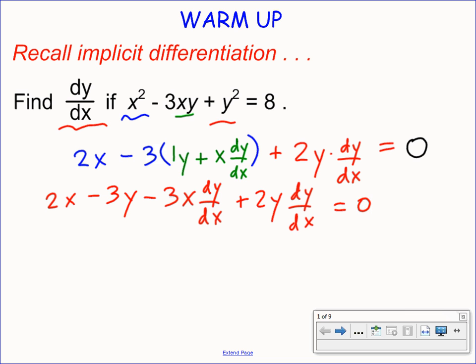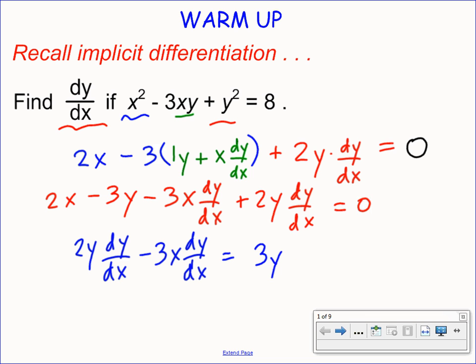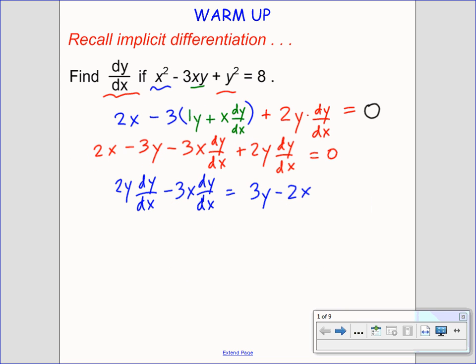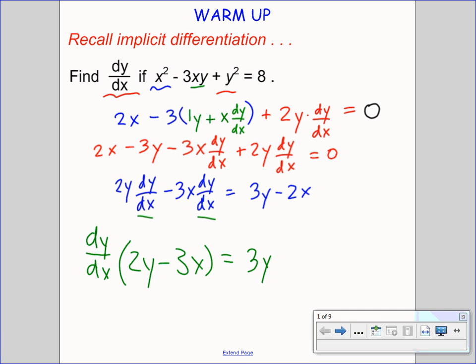So it looks to me like we want to keep this 2y dy dx. We're going to want to keep this negative 3x dy dx. All on the left. On the right, I'm going to go ahead and add over that 3y. I'm going to subtract over the 2x. And now we can go ahead and factor first or fail, right? We want this dy dx, so we'll factor out a single dy dx in a reverse distributive property problem, leaving me with quantity 2y minus 3x equals, and then still chilling, 3y minus 2x.